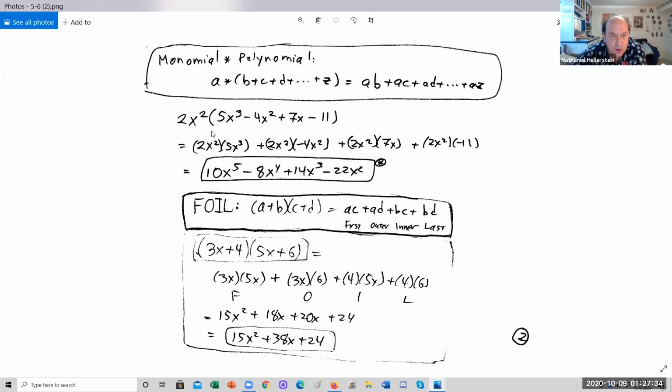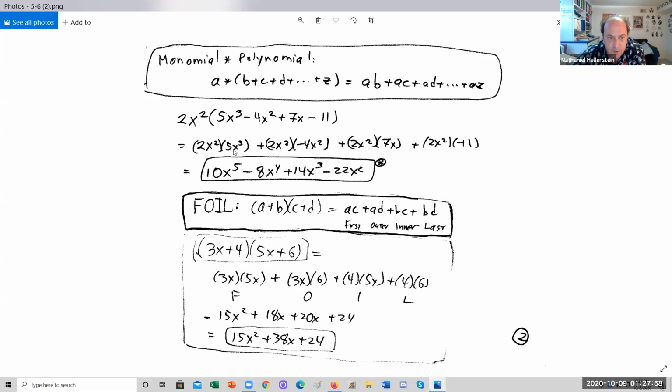We're going to take this 2x squared and multiply by each of these 4 terms. So 2x squared times 5x cubed, that's here, and 2x squared times minus 4x squared, 2x squared times 7x, and 2x squared times -11.